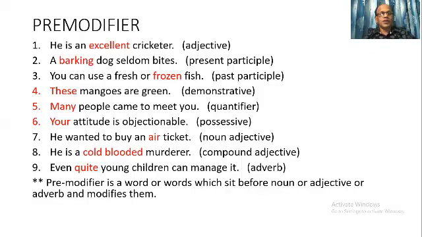So, dear students, look at the footnote below. Pre-modifier is a word or words which sit before a noun or adjective or adverb and modify them. Look at the position of the modifier. It is always before the word it modifies. So this is why they are called pre-modifiers. Pre means before. Okay, these are pre-modifiers. You can see the examples with pre-modifiers used. Now let us proceed to another slide.